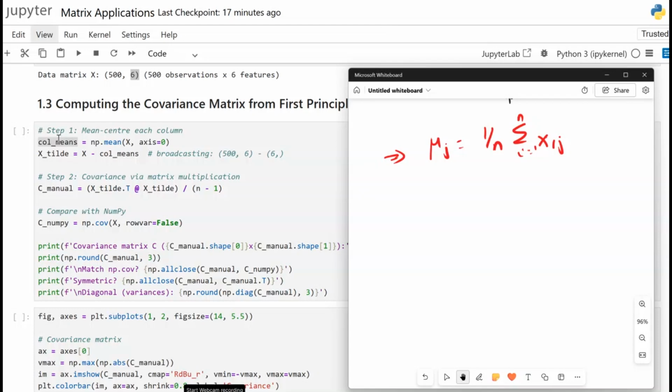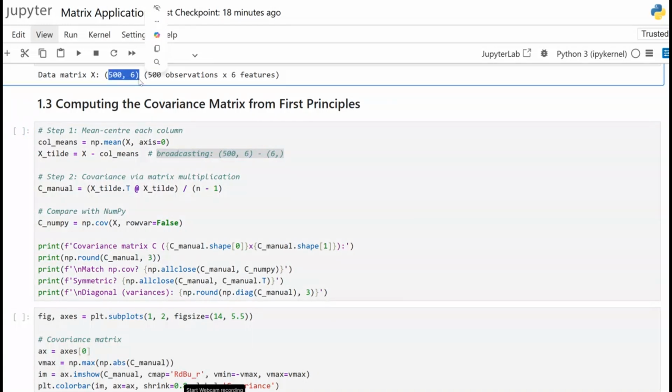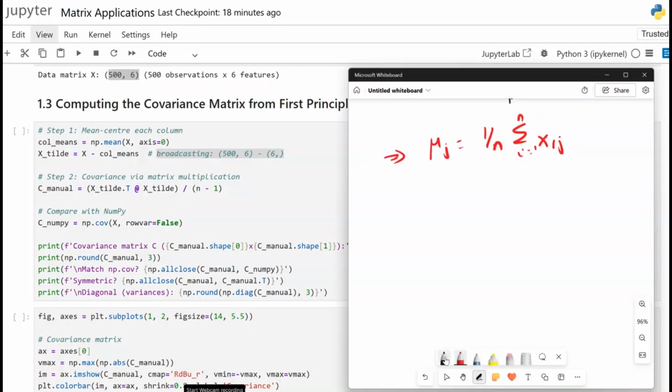Next, let's move on to define x tilde. This is the mean-centered data. x tilde is equal to subtracting the column means from every row using broadcasting. And of course, we already know the shape: it is 500 comma 6, it just remains the same. Mathematically, we can express it as x tilde sub ij equals x sub ij minus mean j. So this ensures each column has zero mean, which is required for covariance computation.